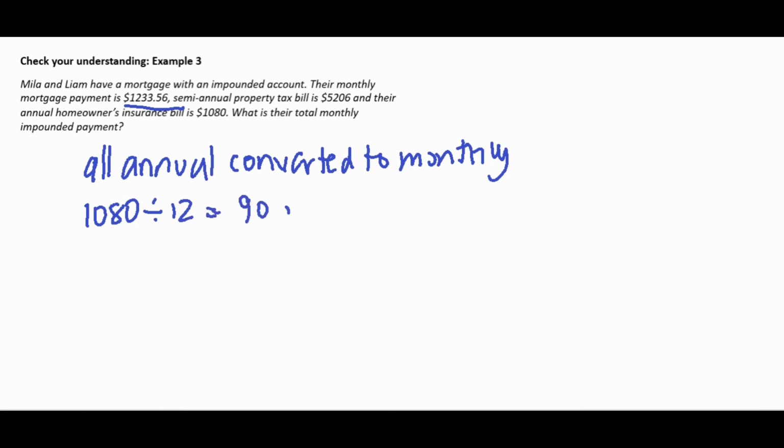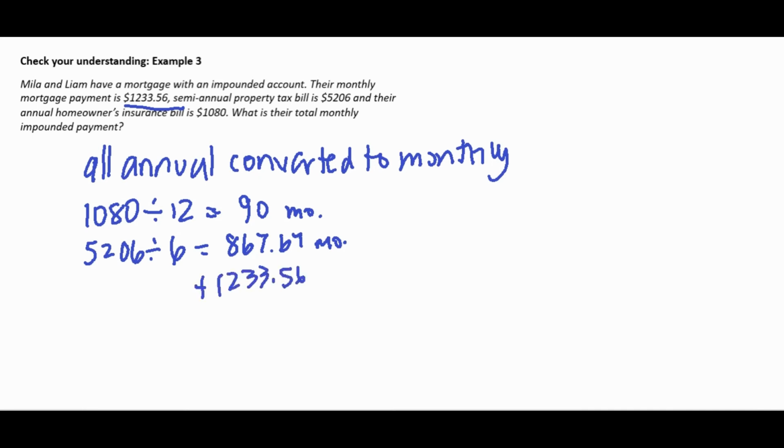If I divide that by 12 months, it means that I need to allocate $90 each month towards that bill. And then the property taxes. Those are semi-annual property taxes. So we're going to take that $5,206 and divide it by 6, and that gives us $867.67, and that's our monthly part that's going into escrow.